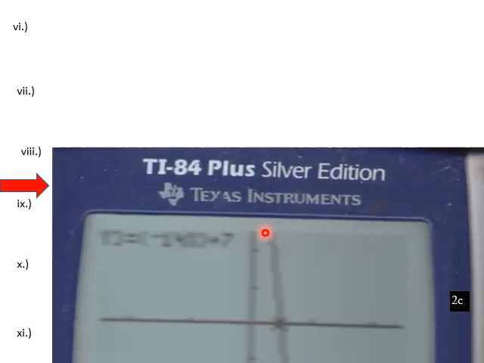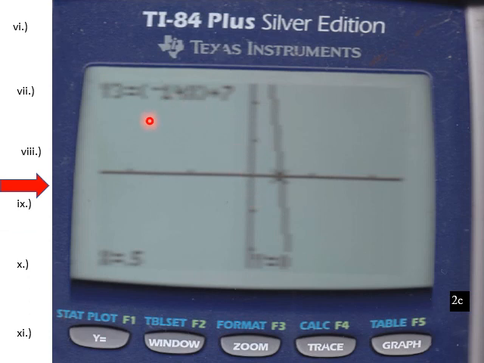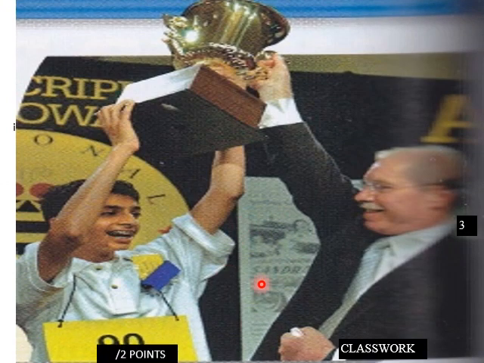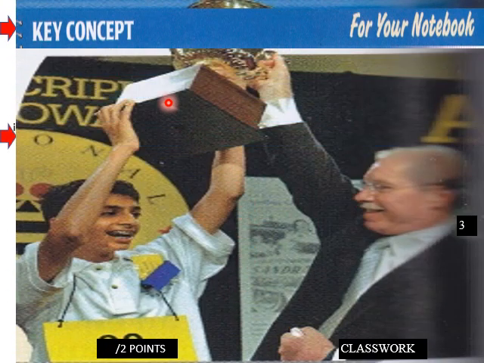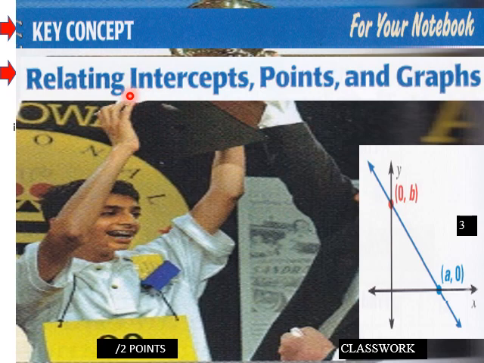Here's our y-intercept. Here's how it looks on your computer. Here's your x-intercept here. When y equals 0, x equals 0.5. Okay, so that would be your y-intercept. Let's go into a key concept here, relating intercepts, points, and graphs.